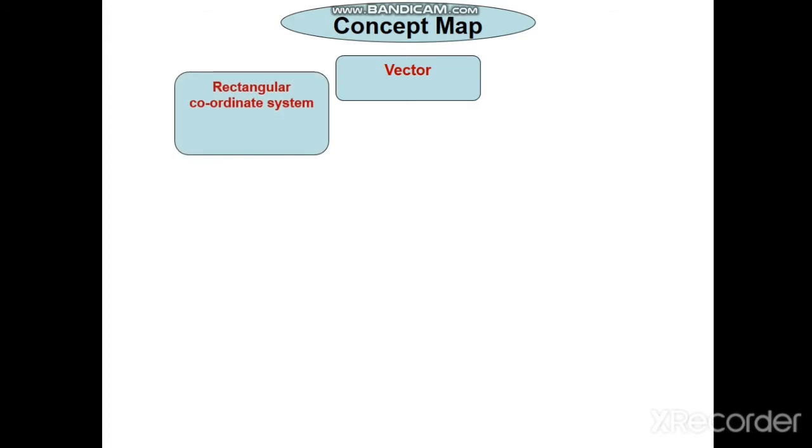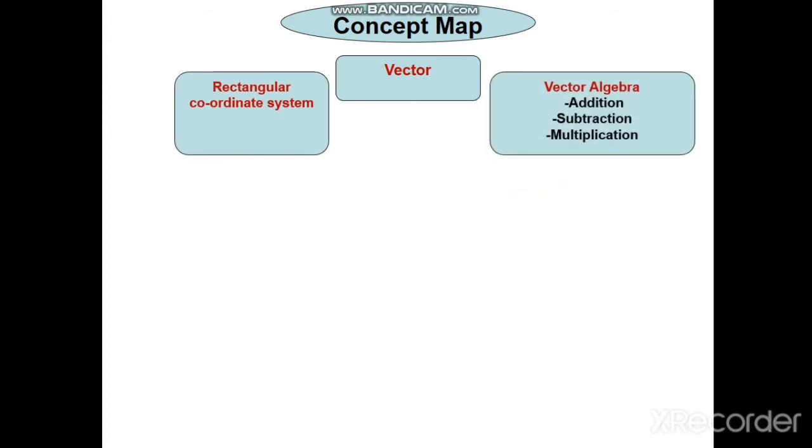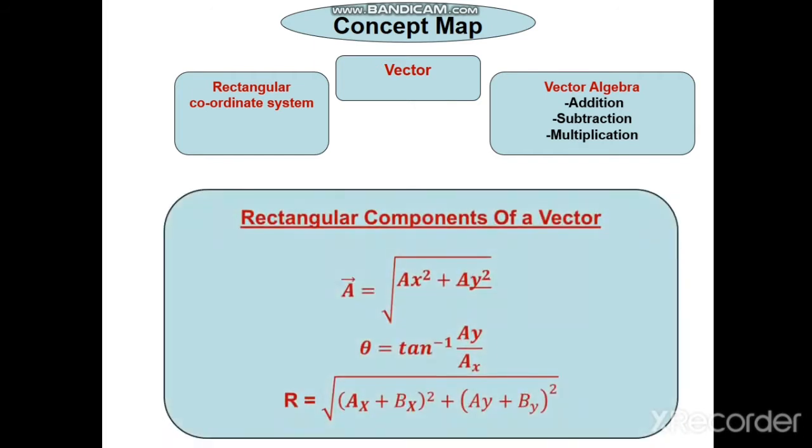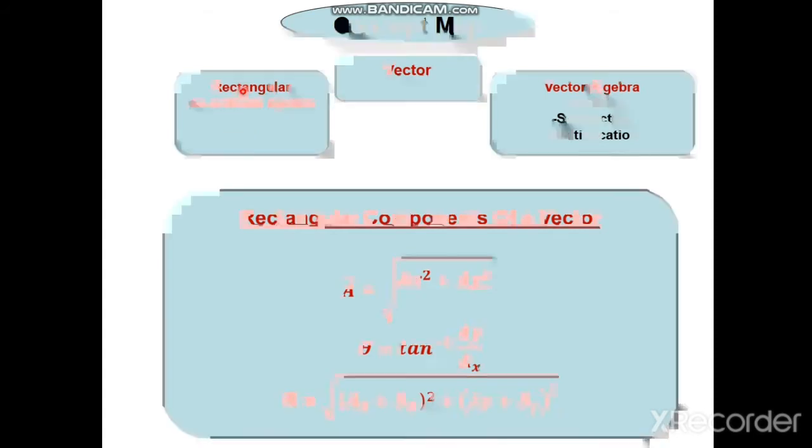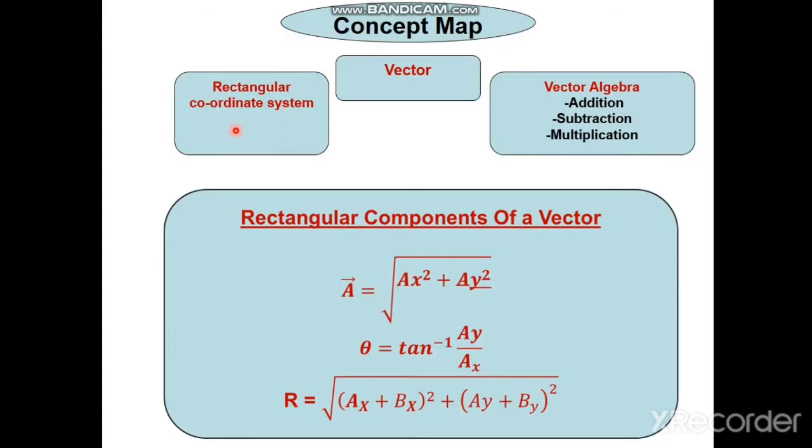In the first topic, that is vector, we will study the rectangular coordinate system and vector algebra. In vector algebra, we will study the addition, subtraction and multiplication of vectors. And then we will study how we can determine the vector from its rectangular components. First, we will study the rectangular coordinate system, and in this topic, we will study the rectangular components of a vector, or mutually perpendicular components of a vector, that is the x component and y component. So Ax and Ay are the x and y components of a vector. Then we will learn how we can determine a vector from its components.